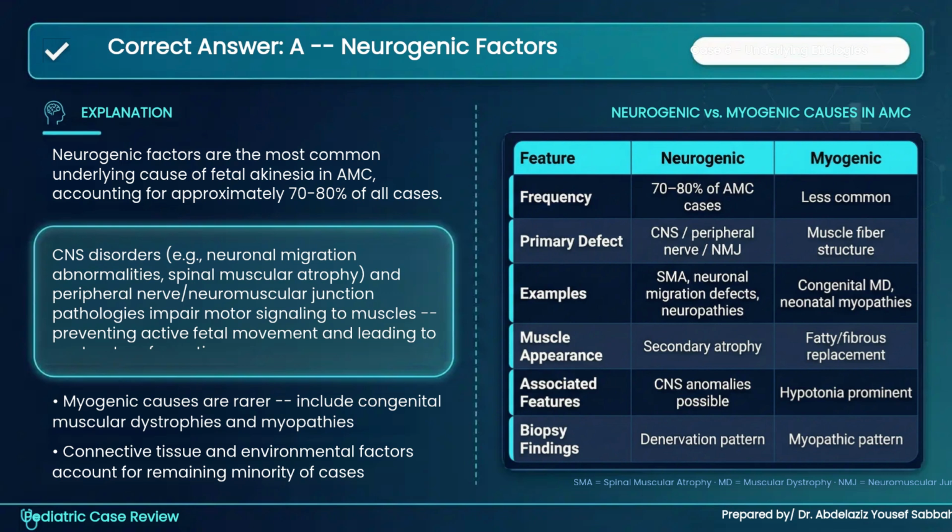Central nervous system disorders such as neuronal migration abnormalities and spinal muscular atrophy, as well as peripheral nerve and neuromuscular junction pathologies, impair motor signaling to muscles, preventing active fetal movement and leading to contracture formation. Myogenic causes are rarer and include congenital muscular dystrophies and myopathies. Connective tissue and environmental factors account for the remaining minority of cases. In the case presented, cortical dysplasia, absent motor responses, and reduced anterior horn cells all point to a neurogenic etiology.